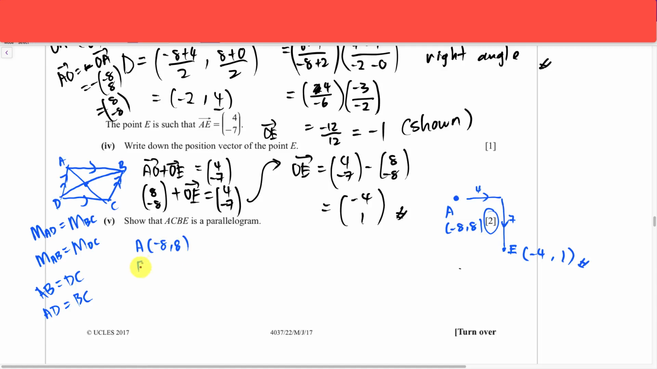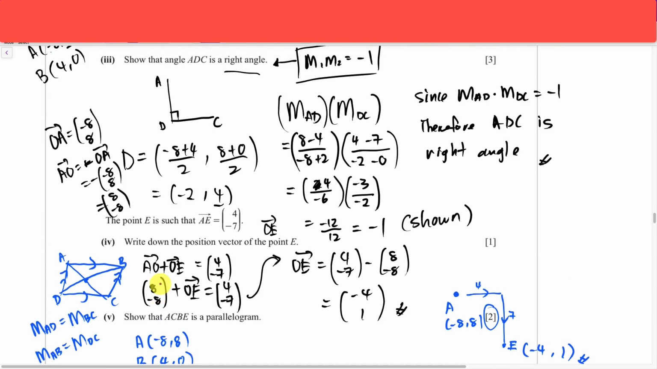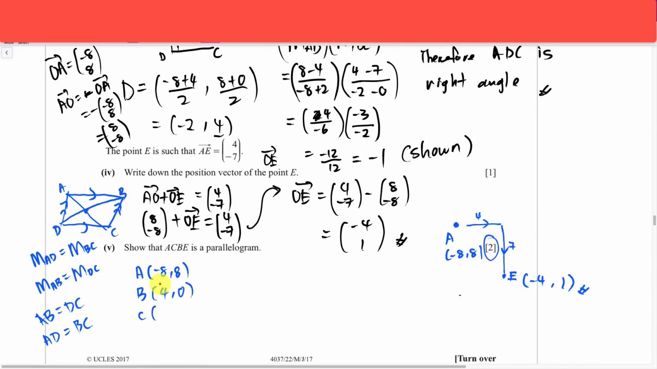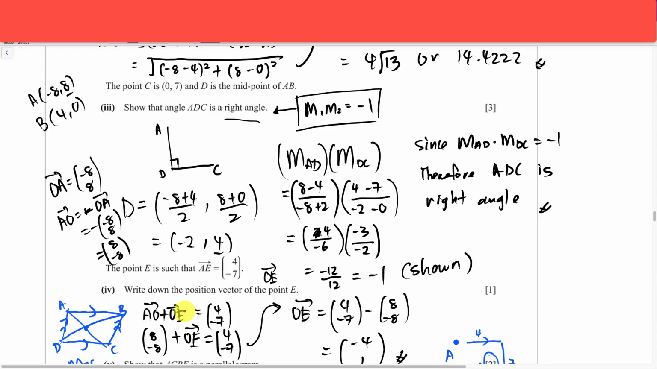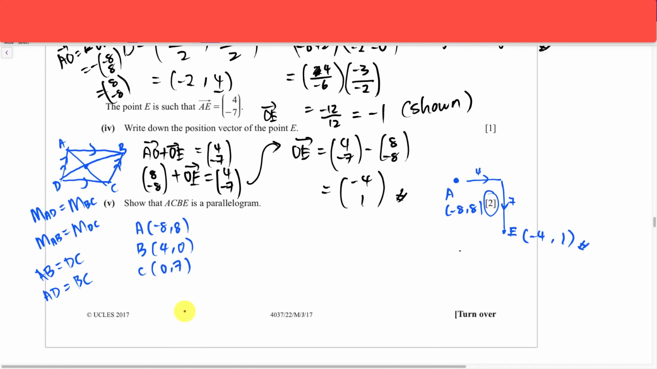B here will be 0, 4, 4, 0, if I'm not mistaken. C here will be, I can't remember all the coordinates, 4, 0. So C will be 0, 7. And coordinate D, which we just found, is negative 2, 4. Okay, so it's a bit messy here. Let me change color. Too much information here.